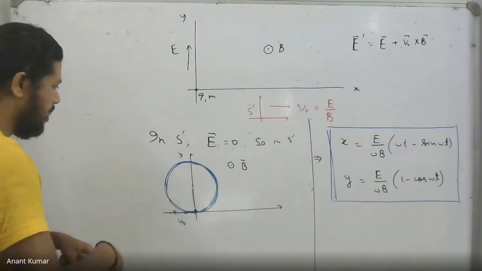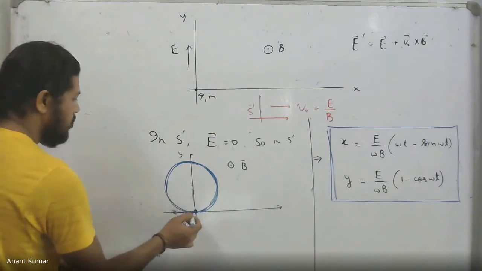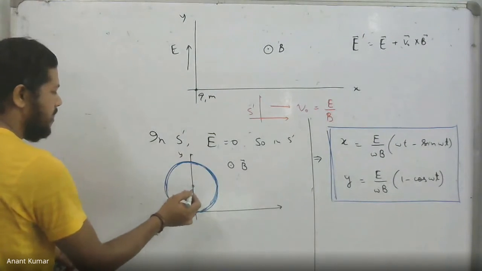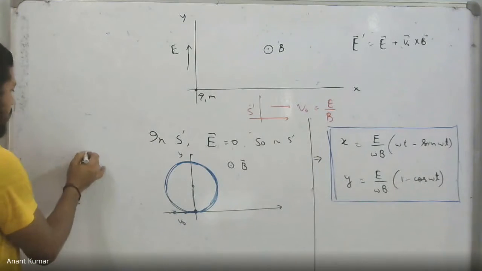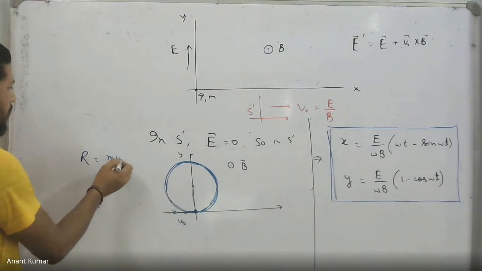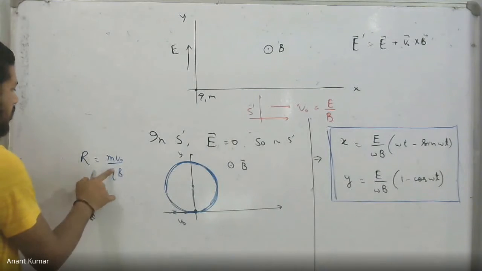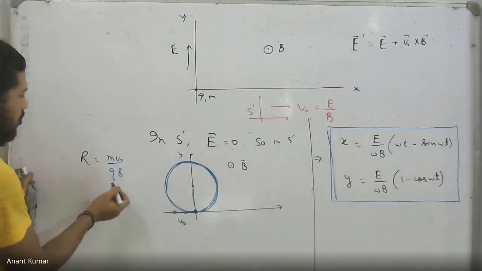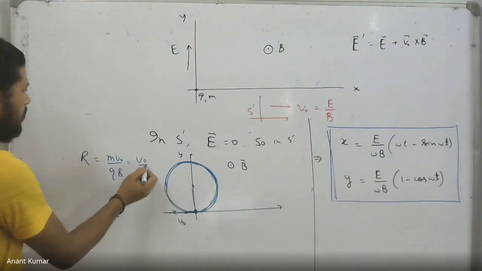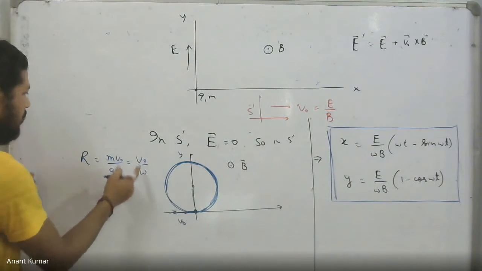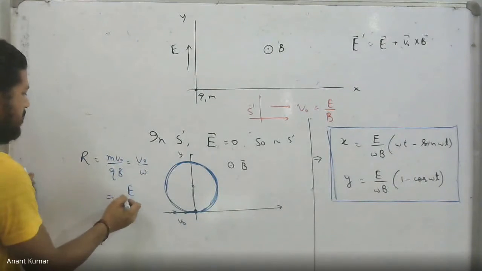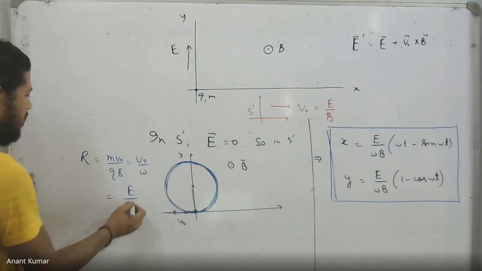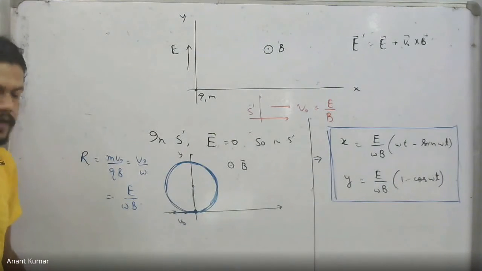So in this reference, what will be visible is that the point charge with v naught simply moves in a circle. Where is its center, and what will the radius be? The radius is going to be m v naught by qB, which is m by qB times v naught. Qb by m means omega, so I get v naught by omega, but v naught is what? v naught is E by B, so I get basically E by omega B. That becomes the radius.